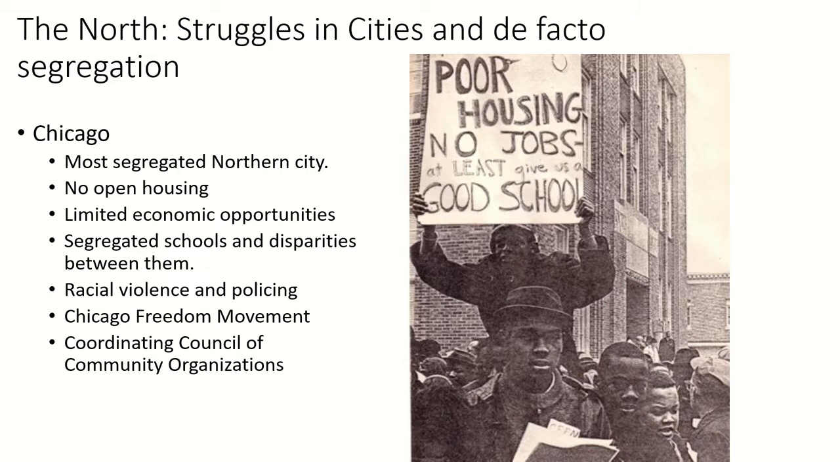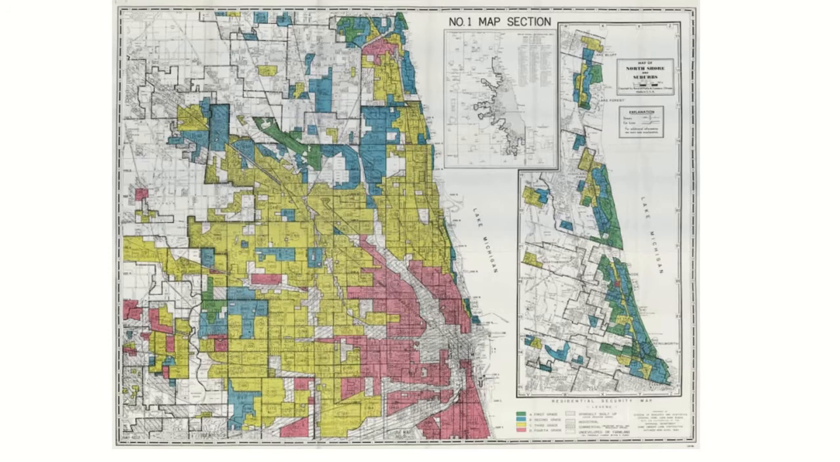It did not have open housing, and had limited economic opportunities for minorities, segregated schools, and racial violence. And so the attempt to end all this, the Chicago Freedom Movement, which was actually led by Martin Luther King Jr., worked along with the Coordinating Council of Community Organizations to try to integrate parts of Chicago. This is going to fail, and the city is going to remain very segregated up into the modern day.